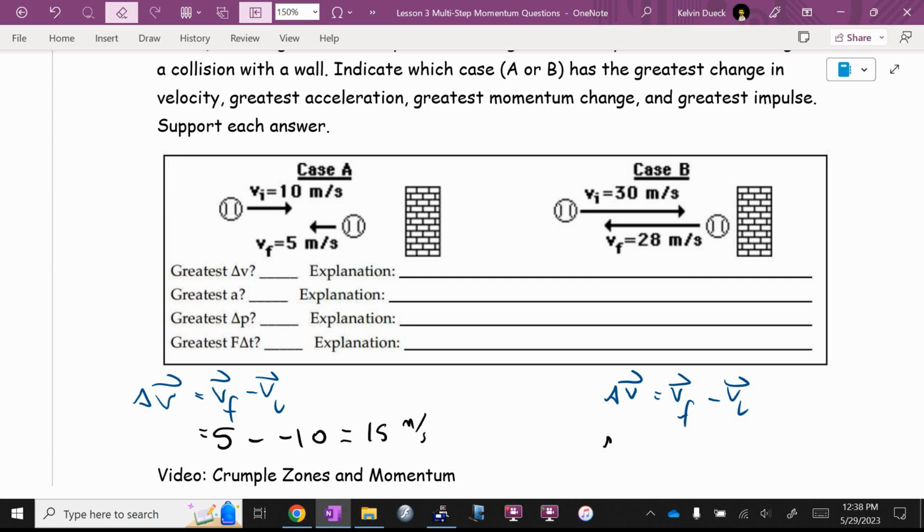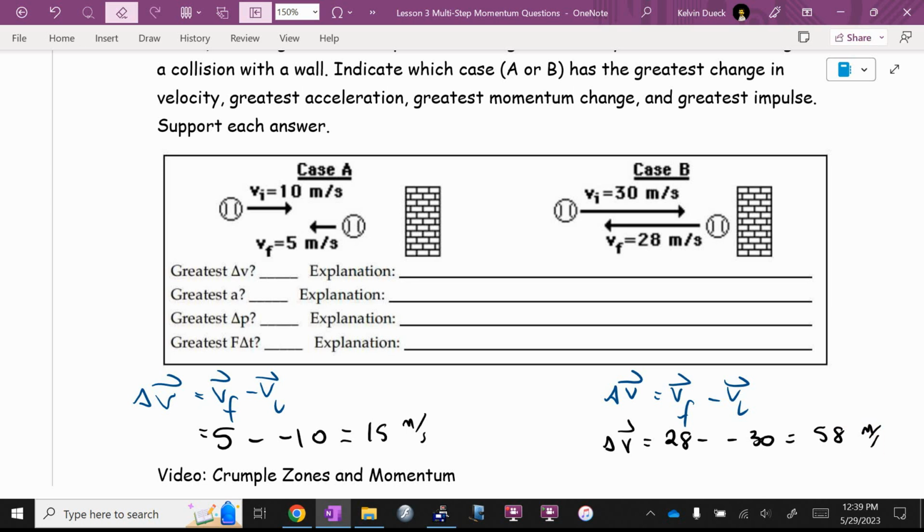Okay. Ashton, what about situation B? What's V final? Let's use the same negative positive reference frame that Jada did. So V final is going to be what, Ashton? Positive 28 minus negative 30. By the way, can you see if you don't pay attention to the change in direction, you might say the change in velocity in case A is 5 and the change in velocity in case B is 2. It's a really easy mistake to make. Don't do that. The change in velocity here, 58. Is that right, I think?